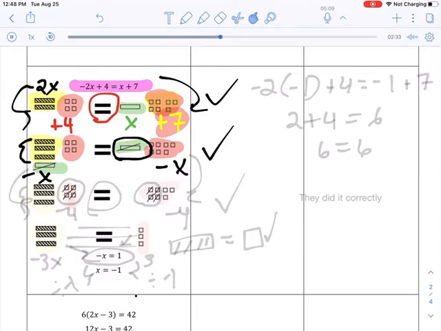Let's re-highlight again. So here's our negative 3x here. This was our plus 4 and our plus 7. So from here to here, it looks like they're subtracting 4 blocks from this side, indicated by them crossing it out, and they're also subtracting 4 blocks from this side. So if I'm doing the same thing to both sides of the equation, and leaving my x's alone right now, that's a correct step.